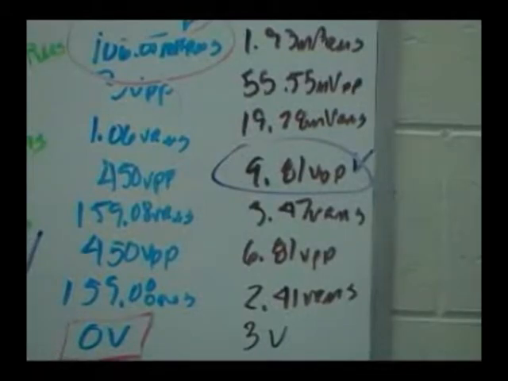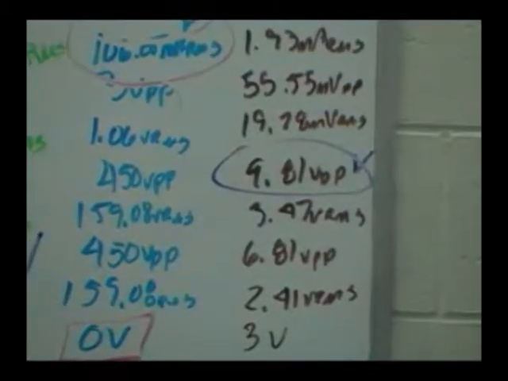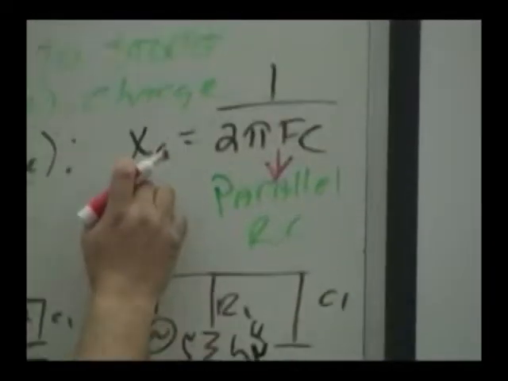Look, here's X sub C over here. Can you say something like, at lower frequencies, X sub C is what? Higher. More reactive. X sub L at lower frequencies, it's a multiplication problem, X sub L is less reactive. So you can do that too.